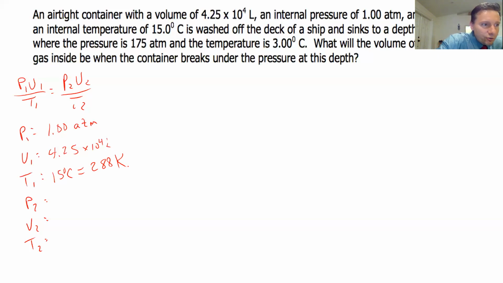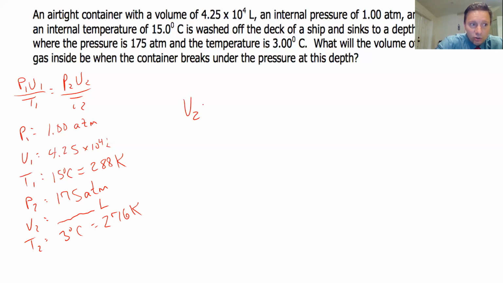So the next thing I have here is my pressure 2. It says here my pressure 2 is 175 atmospheres. My volume is what I'm solving for right here. And then my temperature is now 3 degrees Celsius. So that's equal to 276 Kelvin. So I can just go ahead and convert this whole formula right here. So I can just write it out as I'm solving for what will be the volume when this thing breaks.